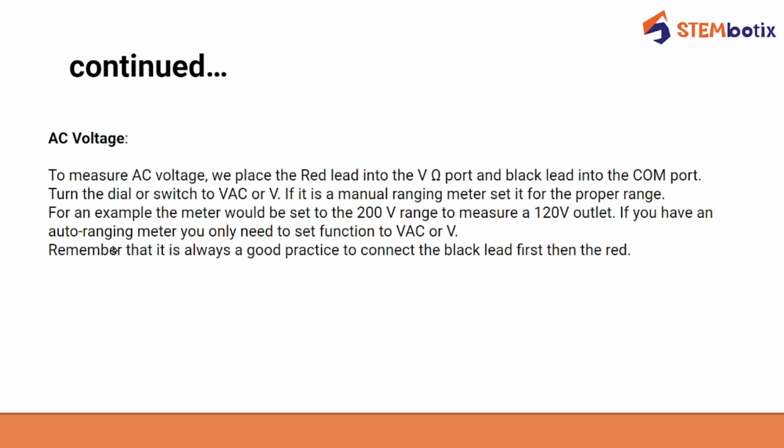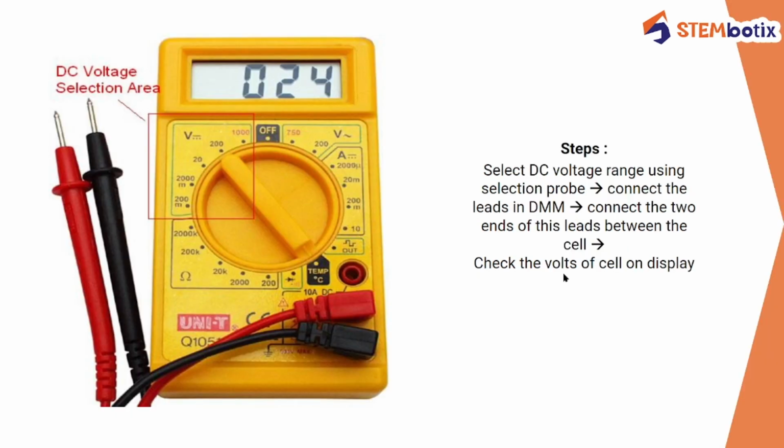If you have an auto ranging meter, then you will only have to select the voltage AC function. Remember to always connect the black probe first and then the red lead. So this is how you can measure your voltage, AC or DC.